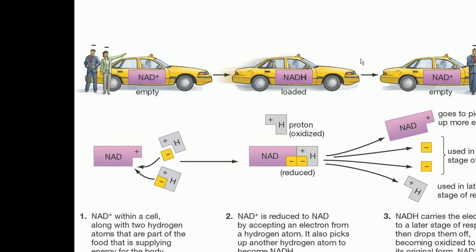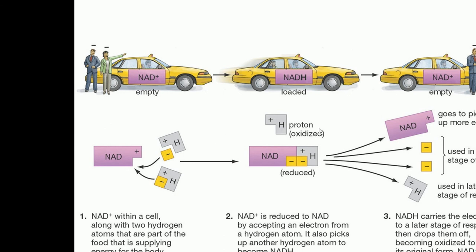So when NADH releases its electrons to the inner membrane of mitochondria, it becomes oxidized again. I hope you understand what oxidation and reduction are. Oxidation is the loss of electrons, and reduction is the gain of electrons. So here you can see NAD plus is accepting electrons. One electron coming from here, one electron coming from here. When it accepts the electrons, it gets reduced and becomes NADH.